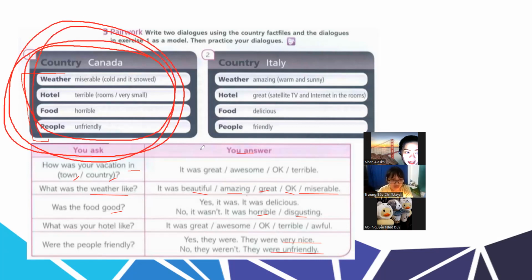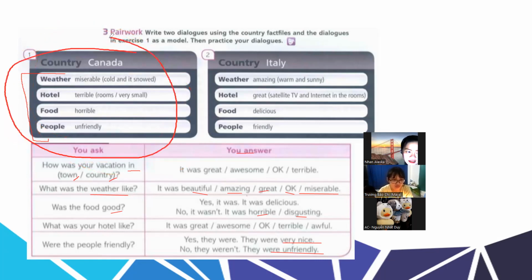Maya, what I want to do in the first activity, let's do this one. Let's give it a try. How was your vacation in Canada? It was miserable. What was the weather like? It was cold and it snowed. Was the food good? No, it wasn't. It was horrible.